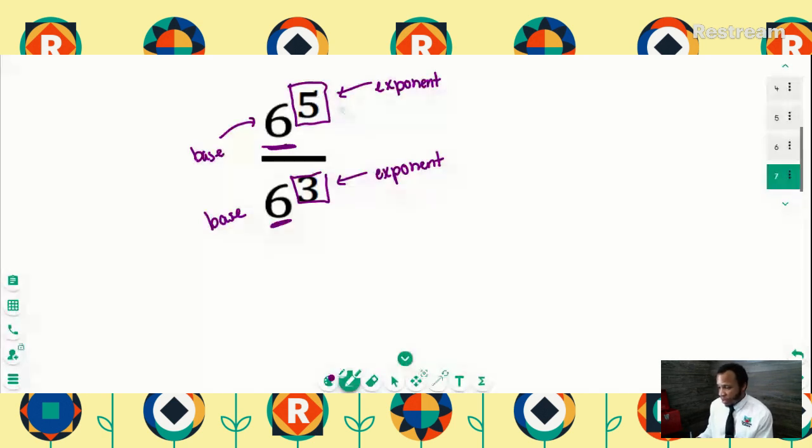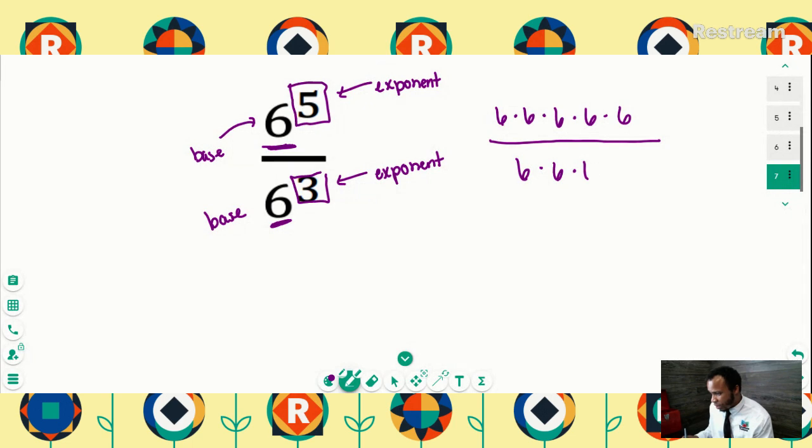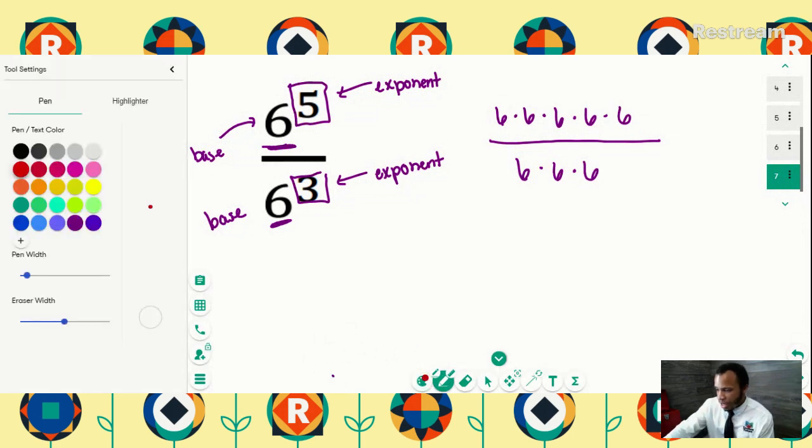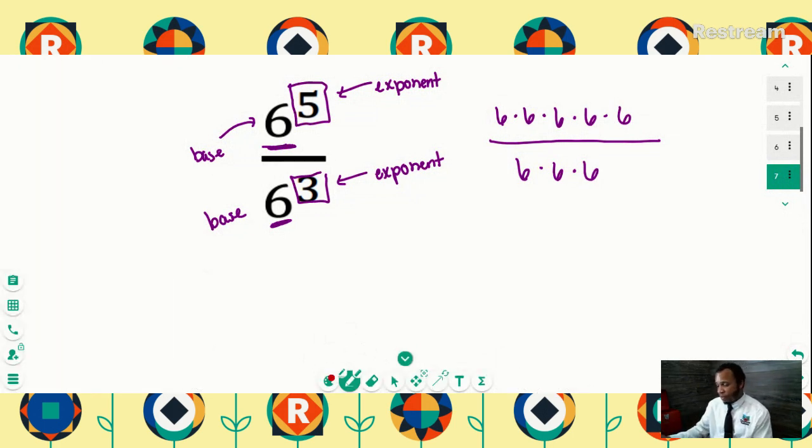So we have 6 to the 5th power, meaning we're multiplying 6 by itself 4 more times. So we have 5 sixes total. So we have 1 6, 2, 3, 4, 5. And on the bottom, we have 6 to the 3rd power, meaning we have 6 times itself 2 more times, which is 6 times 6 times 6. Now, a way we can eliminate these is using something that we've learned before.